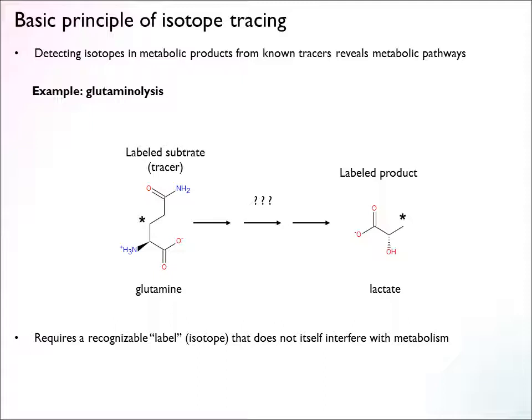So that's pretty simple. To do this, you need to have some kind of recognizable label, some way to label a molecule so that you can recognize it in products afterwards. And you need to be able to label it in a way so that the label itself doesn't interfere with the metabolic pathway. Otherwise, you will get artificial results, of course. For this, many isotopes are available, and most of them are quite neutral. They don't interfere with metabolism themselves, but they are easy to detect.